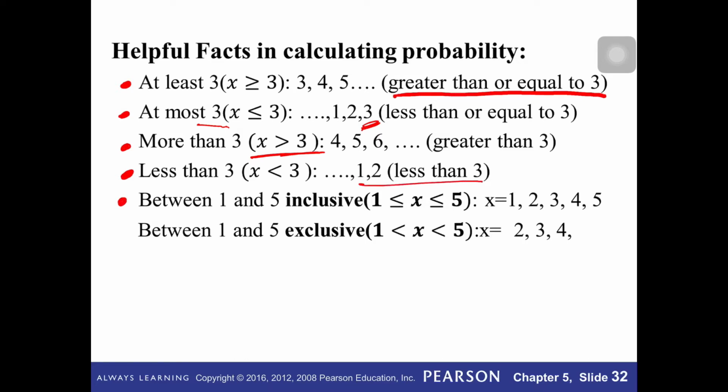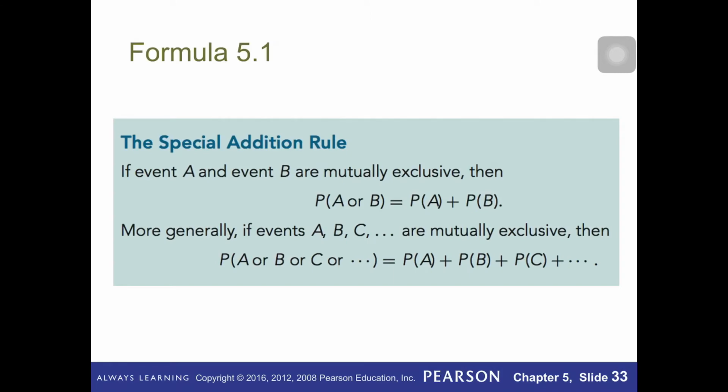Between inclusive means the values include the two given numbers, including the boundary values. Between 1 and 5 inclusive means your value is greater than or equal to 1 and less than or equal to 5, all values between 1 and 5 including 1 and 5. Between 1 and 5 exclusive means the boundary values are not included, so x is 2, 3, 4, not 1 and not 5. Please try to remember these 6 specific facts. This will help you solve your problems easily.